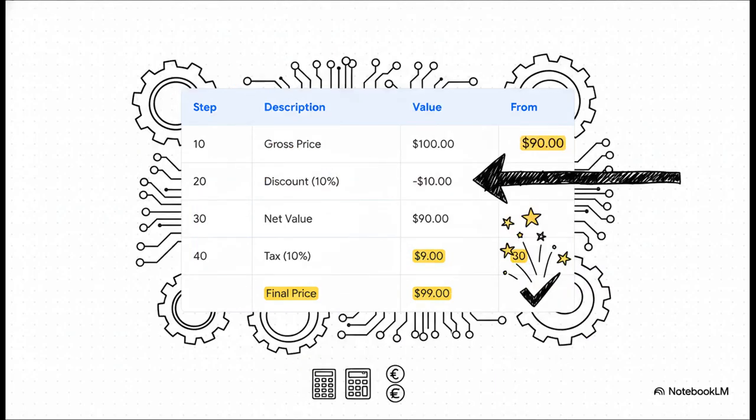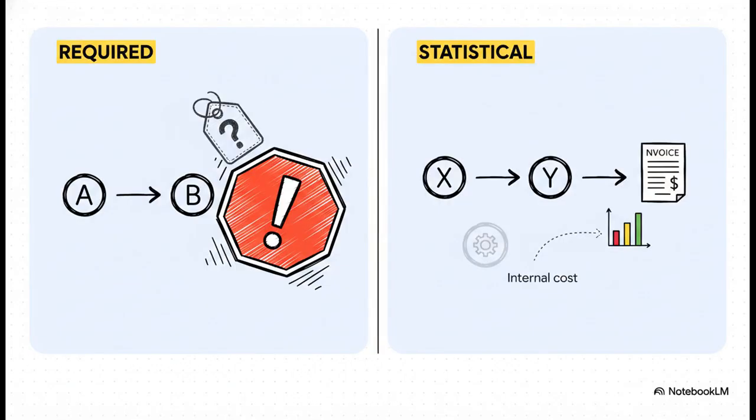And here's the fix. It's so simple, it's brilliant. All we do is change that from field on the tax line to point to step 30, our new subtotal. Now the system correctly calculates 10% tax on the actual net value of $90. The math is right, the final price is right, and it just perfectly shows you how precise this control panel really is.